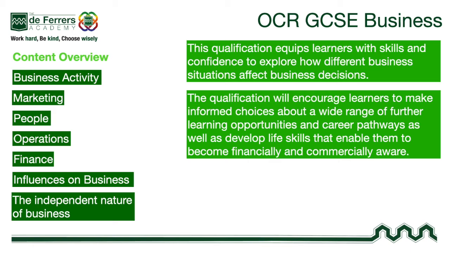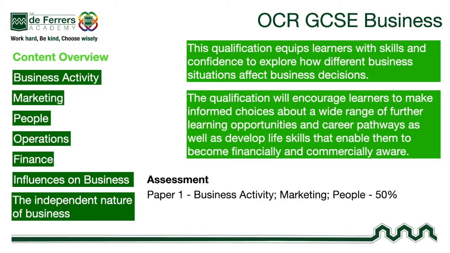The assessment for this course in particular is set over 2 written papers, both equal to 50% of the overall GCSE. The first paper looks at business activity, marketing and people, and the second paper looks at the operations, finance and influences topics. As you can see, the interdependent nature of business isn't on the paper as such, but will be examined within both of those papers.